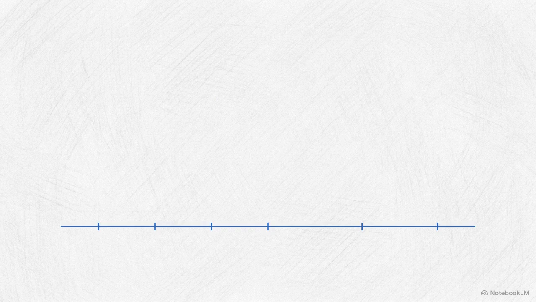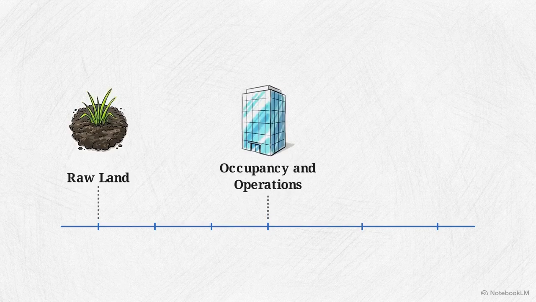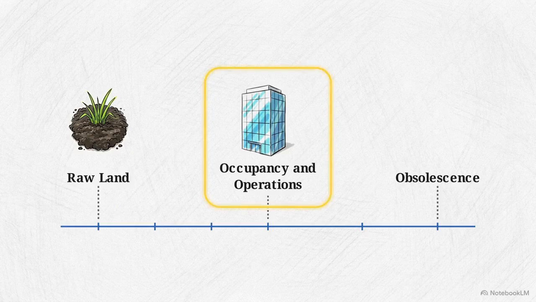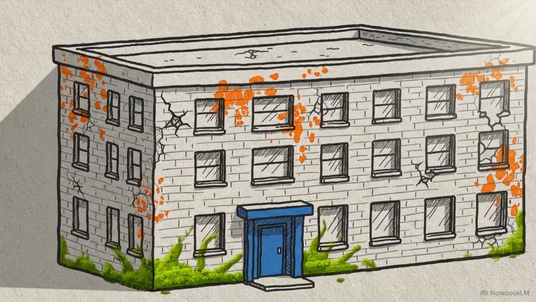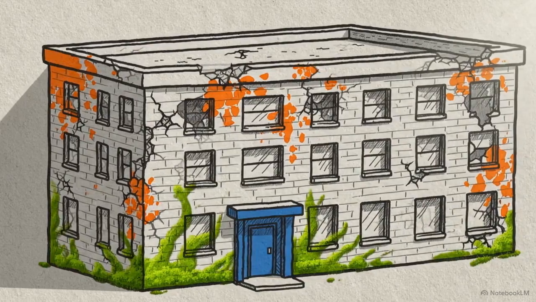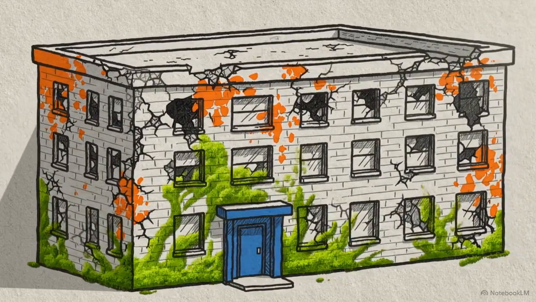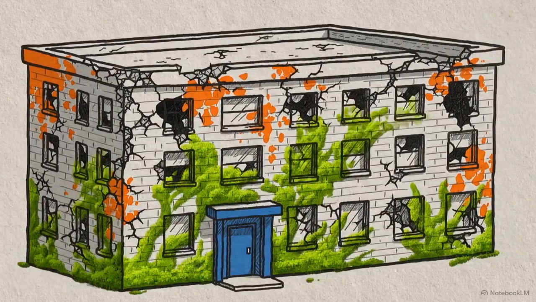Step 1 is diagnosing where the property sits in its life cycle. A building moves through 6 stages, starting as raw land and ending in complete obsolescence. Property managers primarily operate right here in the middle, the occupancy and operations phase, working to prevent that final decline. That decline is called depreciation, and it begins immediately the moment construction is finished. The environment and daily use start wearing the asset down.